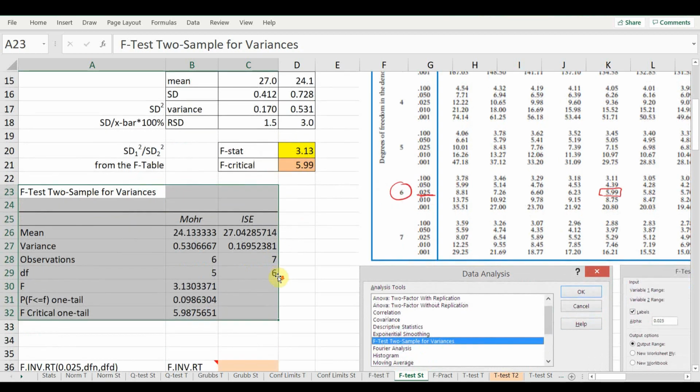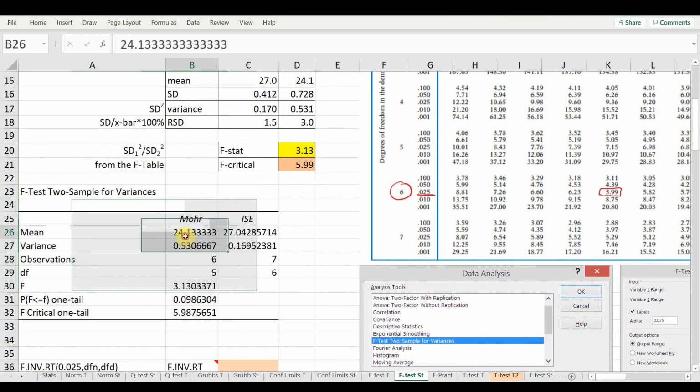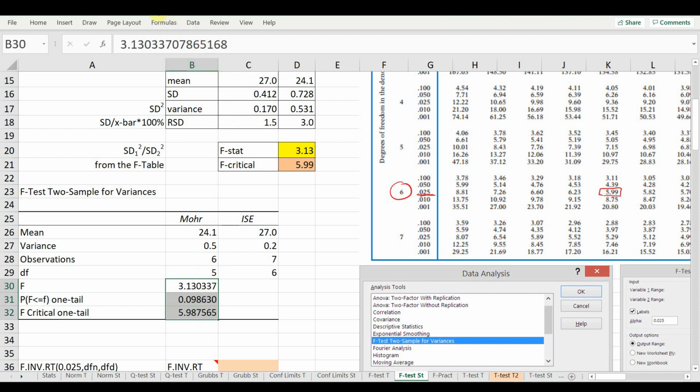So here's the data we're given by Excel. Too many sig figs here. So we have our means, we have our variances, and we have number of observations and degrees of freedom. And here we have the F-stat value and F critical as we determined from the table, 5.99. So the conclusion is the same. There's no difference in variance at the 95% confidence level.